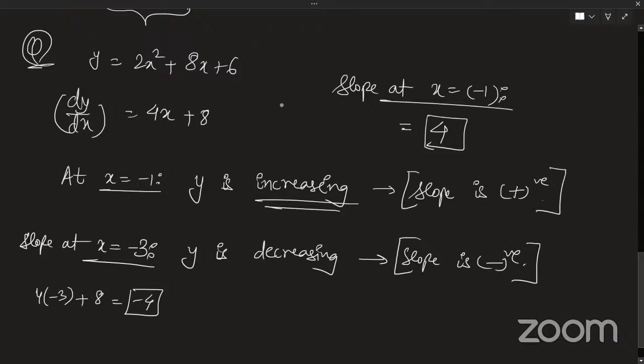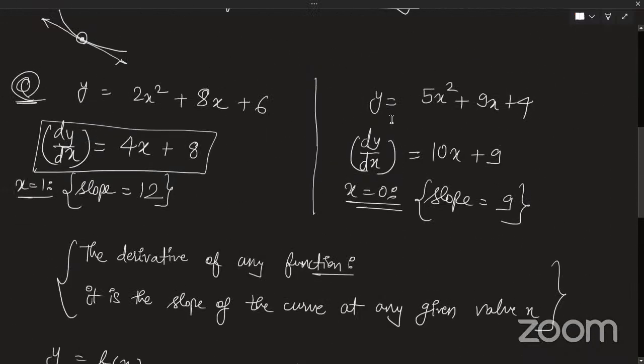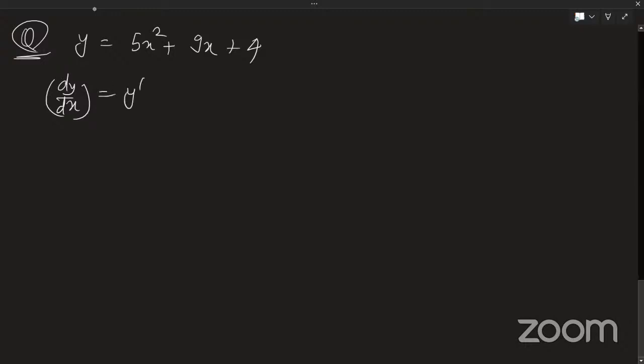Now, if I give you any function, we will do that other problem also. So y is equal to 5x square plus 9x plus 4. Okay. So what is its dy by dx? 10x plus 9.